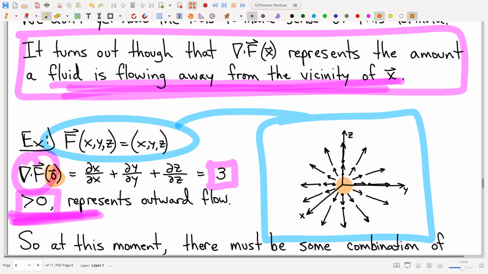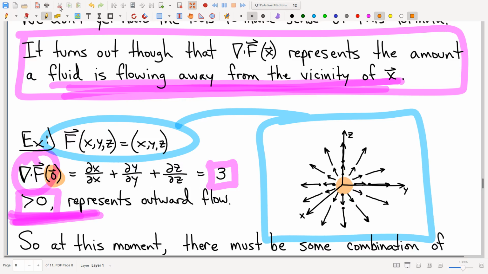And I think that comes through pretty clearly in the picture. Everybody see what I'm talking about? The fluid's flowing away from the origin, just like divergence said it should. All right. Okay, so this is the classic first example.